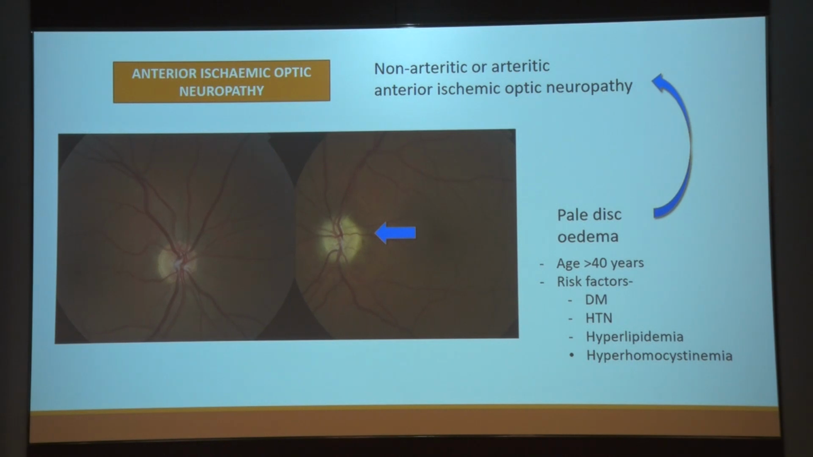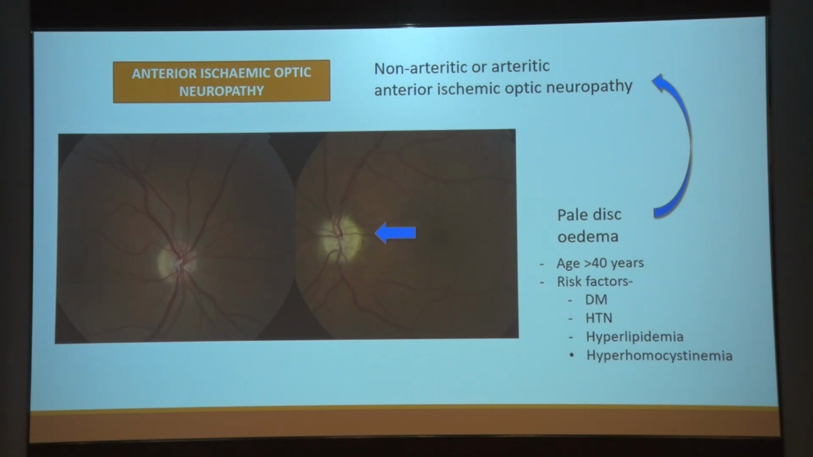But in arteritic, it's a medical emergency, you have to treat the patient immediately with IVMP, methylprednisolone. So how to differentiate? Usually the vision loss is very, very severe. In cases of arteritic, the patient might have other systemic symptoms like jaw claudication, tenderness in the temporal side of the head.